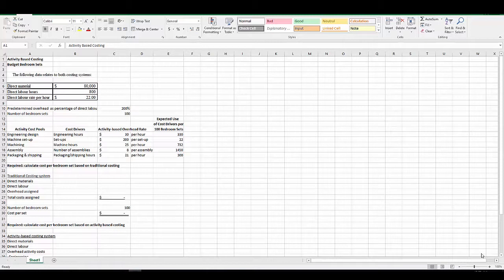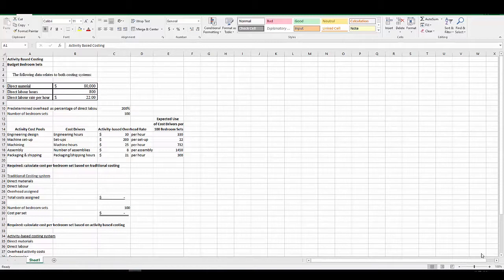So with activity-based costing, what you are essentially doing here is you're breaking down your overhead. So instead of having one overhead amount that you are assigning to all of your products, you will find in the business world that different products may use overhead to a different extent. So here you see we have the overhead broken down into several categories. So there's engineering design, the machine setup, machining, assembly, and packaging and shipping.